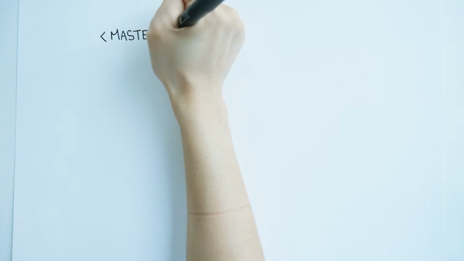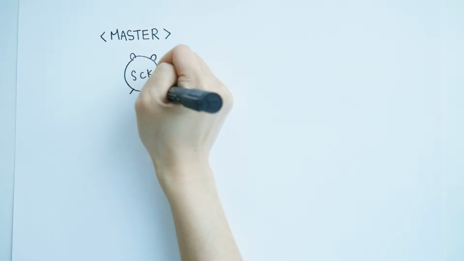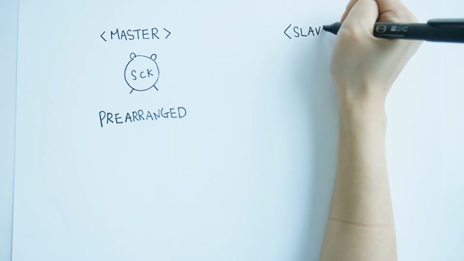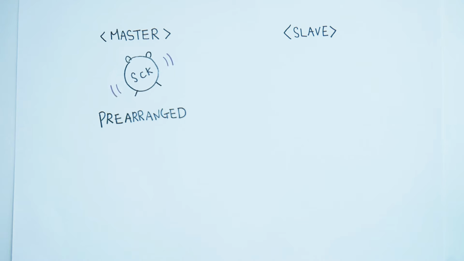signal. In SPI, the only side that generates the clock, usually called serial clock or SCK, is called master, and the other side is called slave. There is only one master, but there can be multiple slaves.